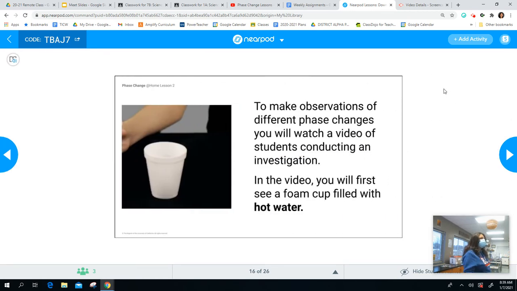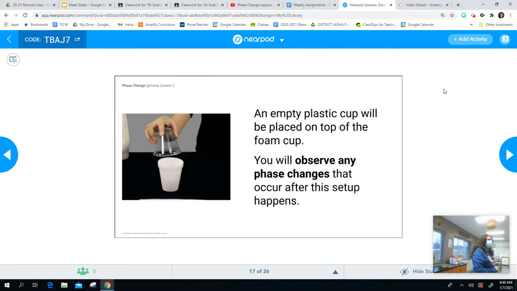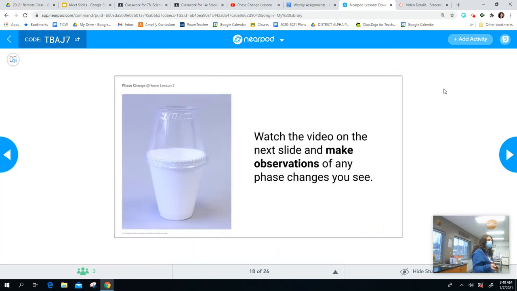To make observations of different phase changes, you're going to watch a video of students conducting an investigation. And in the video, you will first see a foam cup filled with hot water. I'm going to do the experiment as well and walk around and show you. So you'll have the video and you'll have it in front of you. An empty plastic cup will be placed on top of the foam cup. You're going to observe any changes that occur after this setup happens. The water didn't boil. So you're going to watch the video on the next slide and make any observations of phase changes that you see. Remember phase changes: evaporation, melting, condensation, freezing.